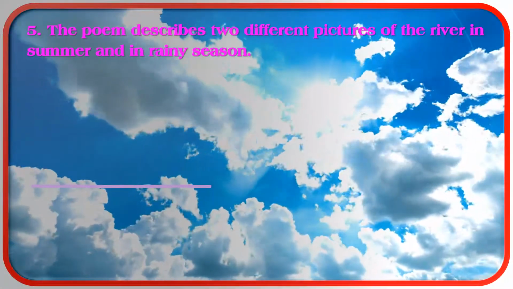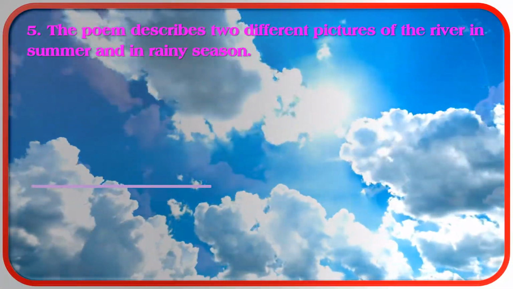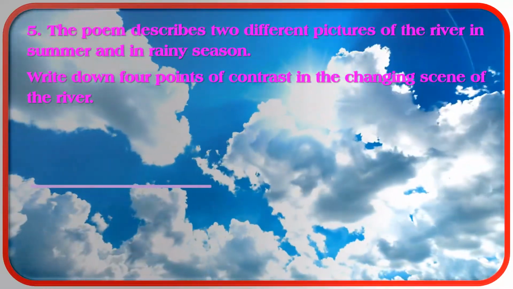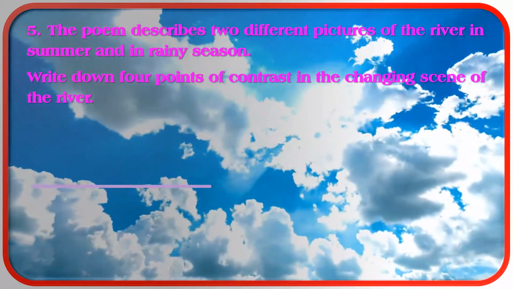The poem describes two different pictures of the river in summer and in rainy season. Write down 4 points of contrast in the changing scene of the river.